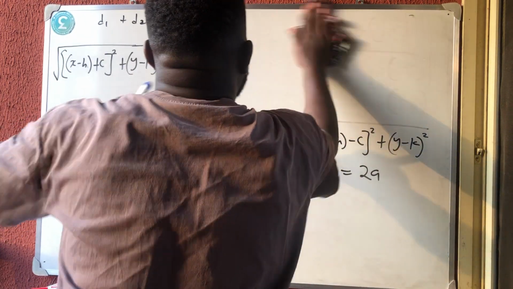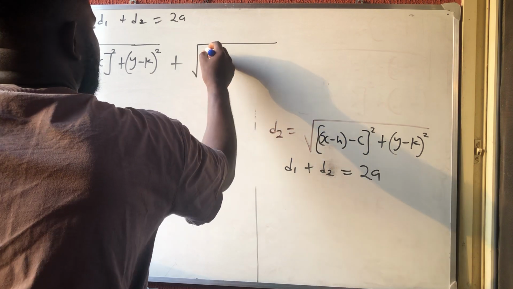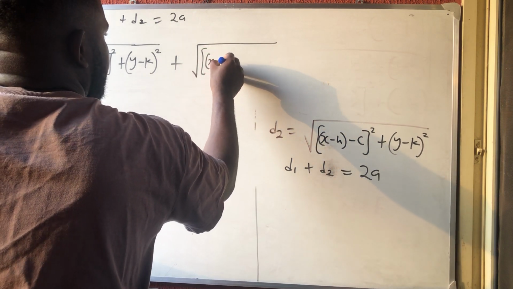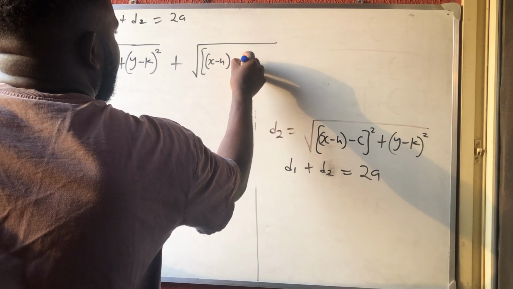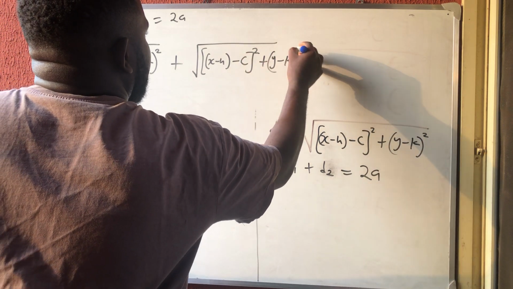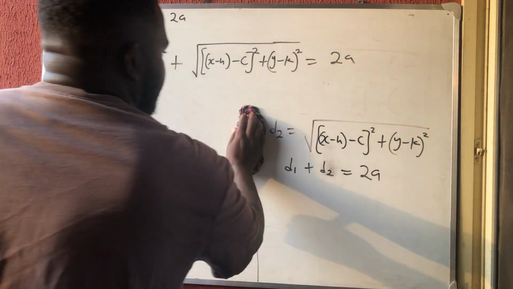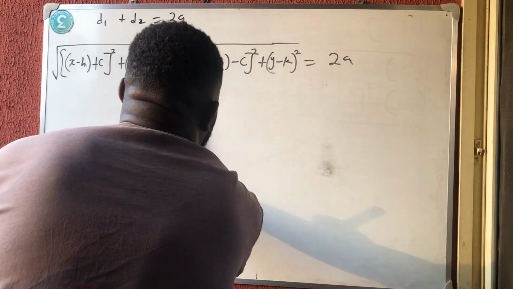Permit me to clean here because it's a long equation. d2 is what? The same thing, x minus h, this one, minus c all squared plus y minus k all squared, and they say is equal to what? 2a. Okay, now the next thing you are going to do is to square both sides.